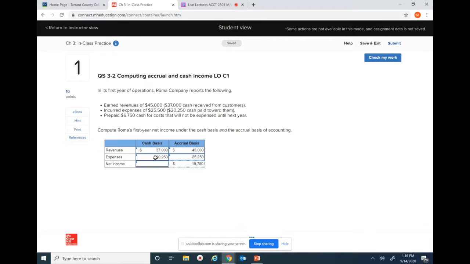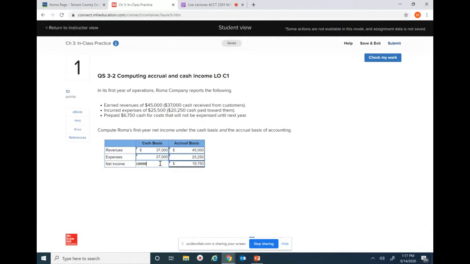If I look at cash basis, I included the $20,250 cash paid towards incurred expenses. But I'm going to have to change this number. I'm going to have to increase it because under the cash basis of accounting, I also have to account for the cash spent for the prepaid expenses. So instead of $20,250, I'm going to have to increase that number by the last bullet point of $6,750. So my expenses here would be $27,000, and net income will be the difference between the revenues of $37,000 and the expenses of $27,000, or $10,000.